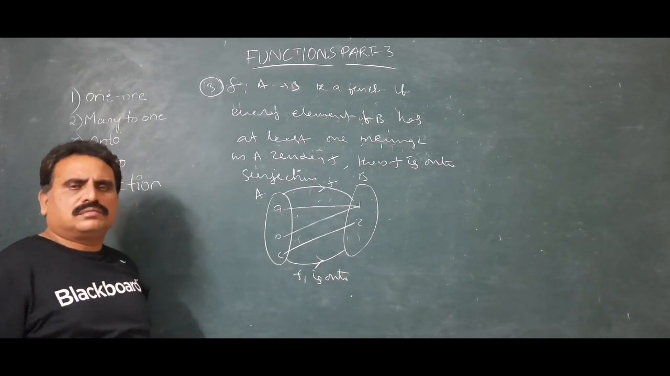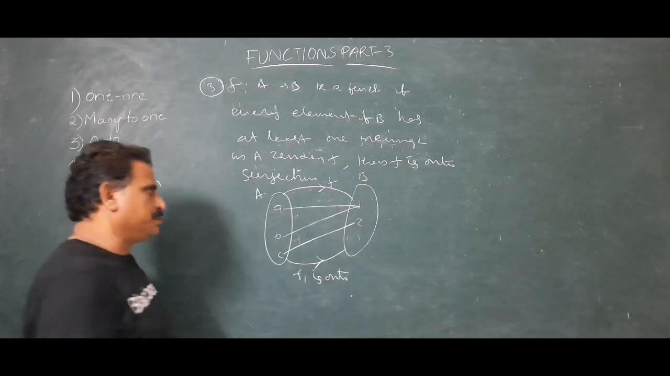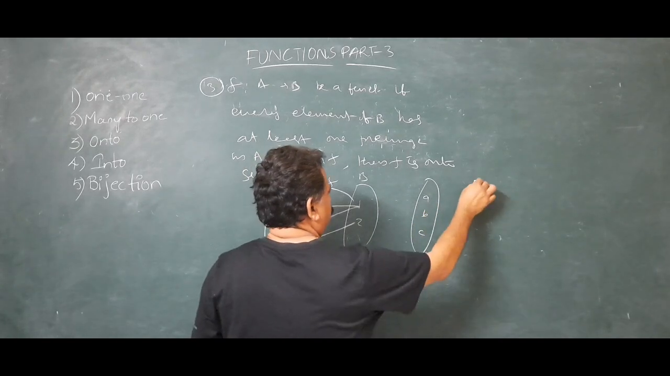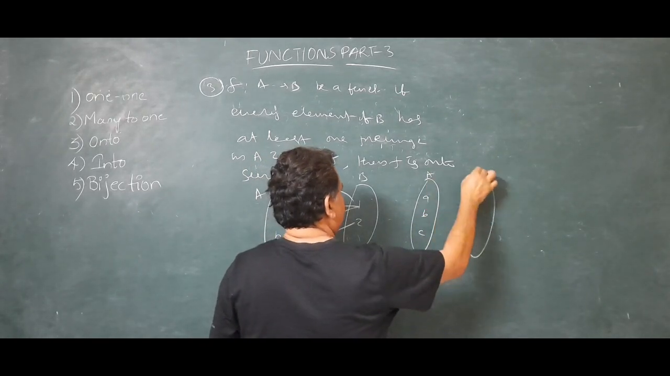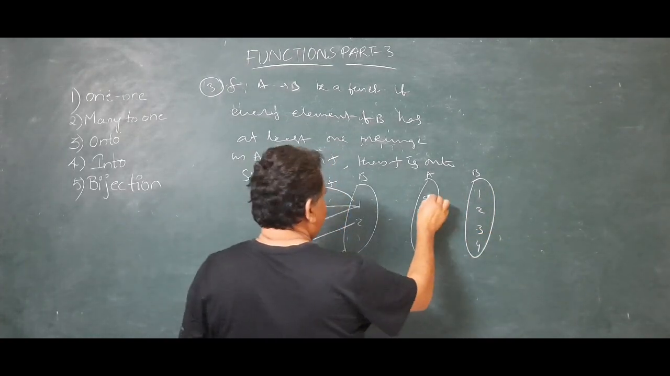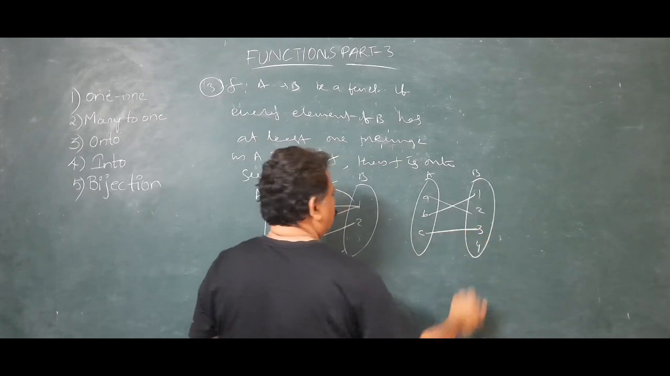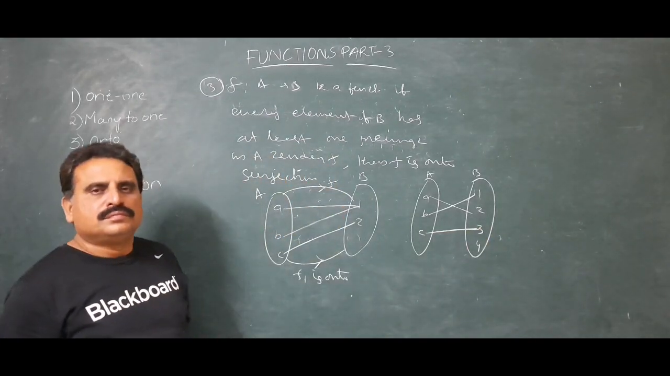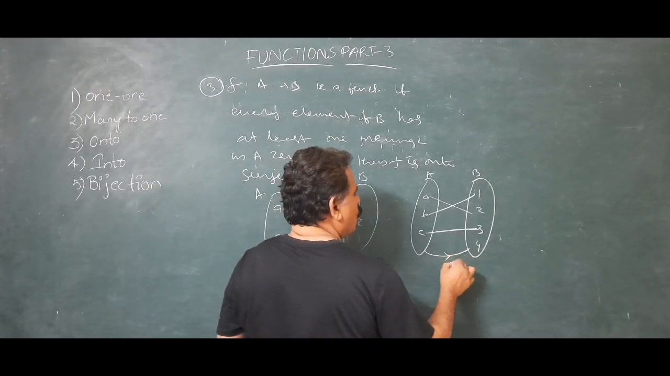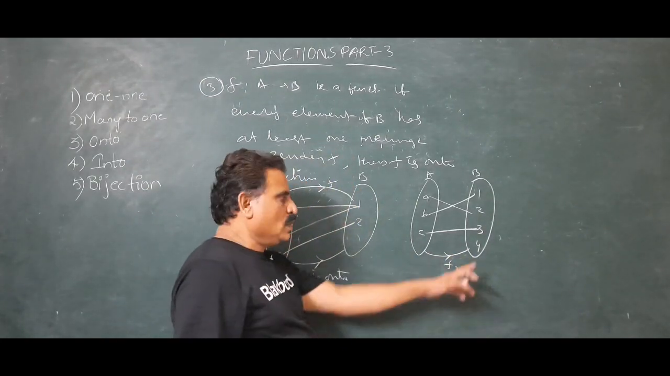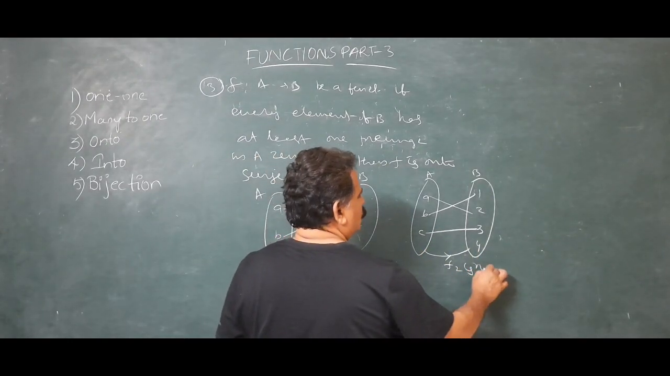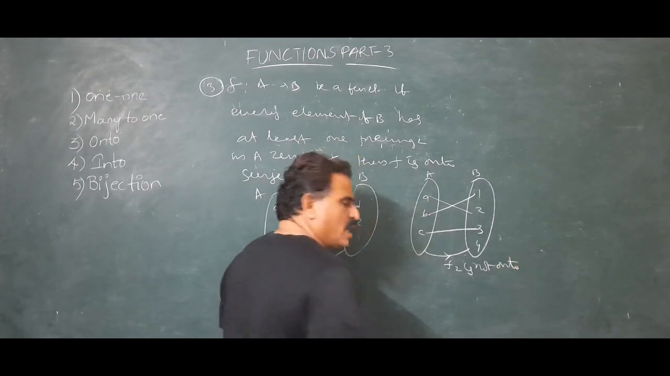Let us take another example, not onto. A = {a, b, c}, B = {1, 2, 3, 4}, you change the elements. a joins 2, b joins 1, c joins 3. It is not onto because 4 has no pre-image. 4 has no pre-image. f is not onto.